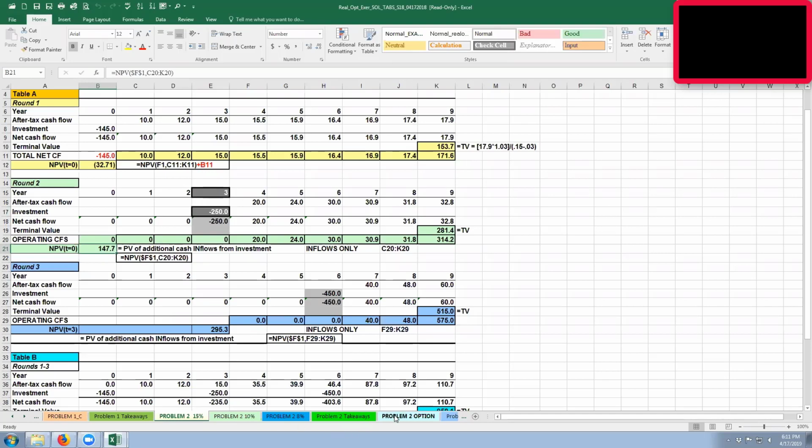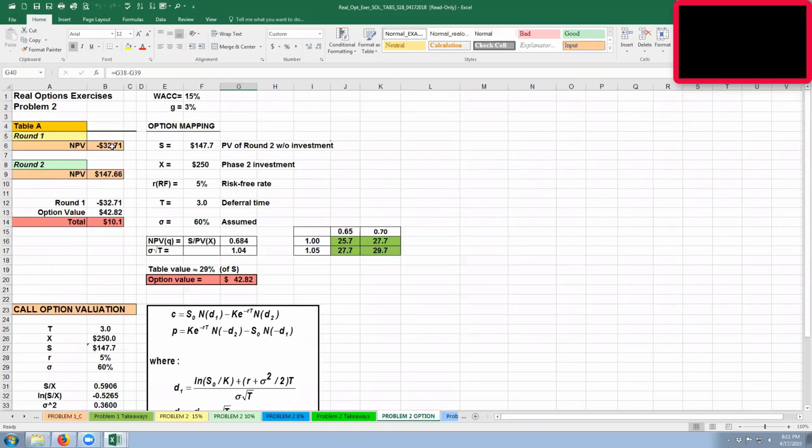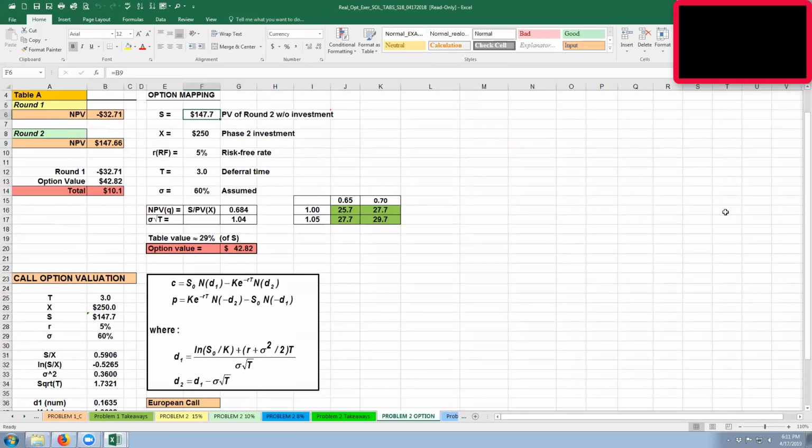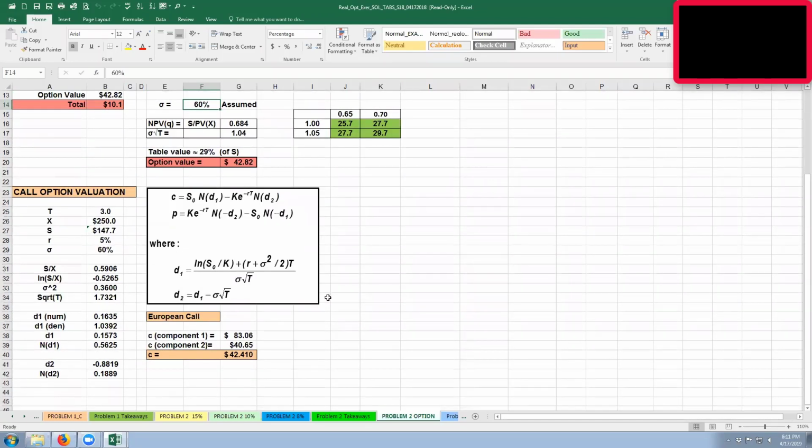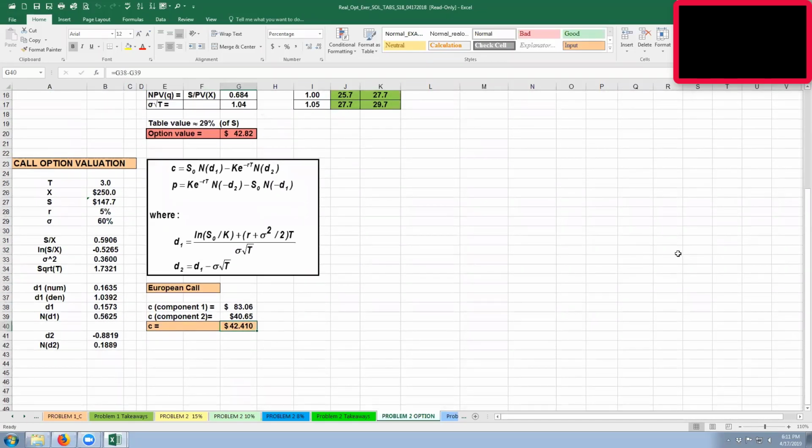So when we get over to the option, there you go. Round 1, round 2. When we set this up, that's the present value of the round 2 without the investment. That's what we're going to get if we do it. The investment cost us $250. Risk-free rate was given. Deferral time. We could wait until year 3 to do this. We were assuming a 60% volatility, which made it really good. You plug in all of those numbers, and the option to wait was worth $42.41.